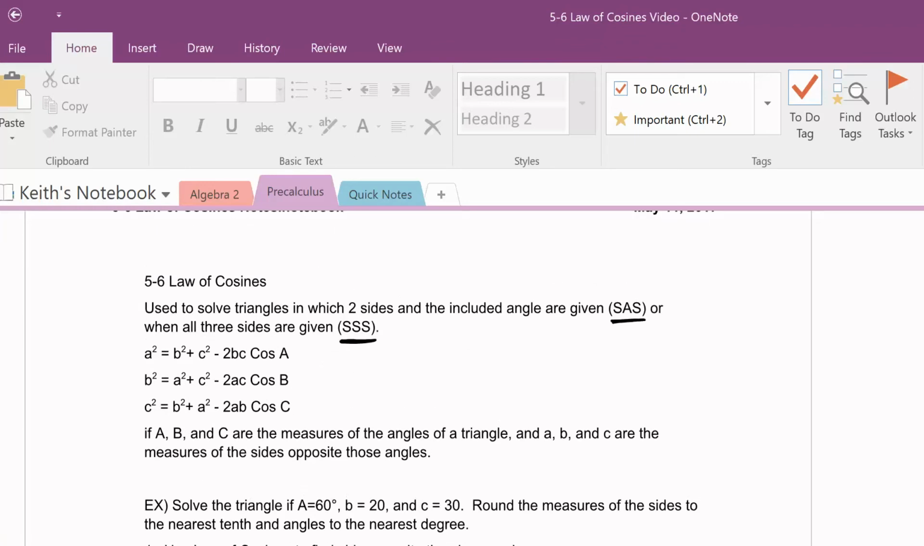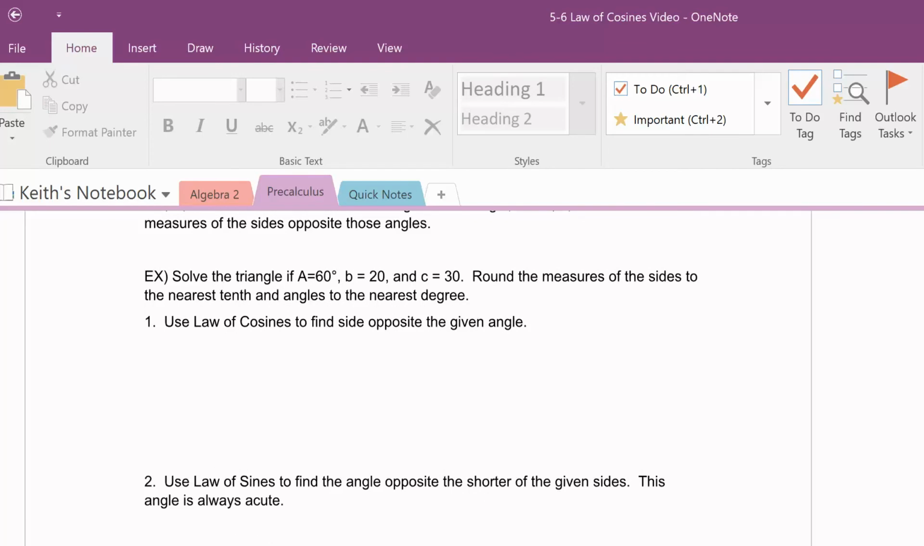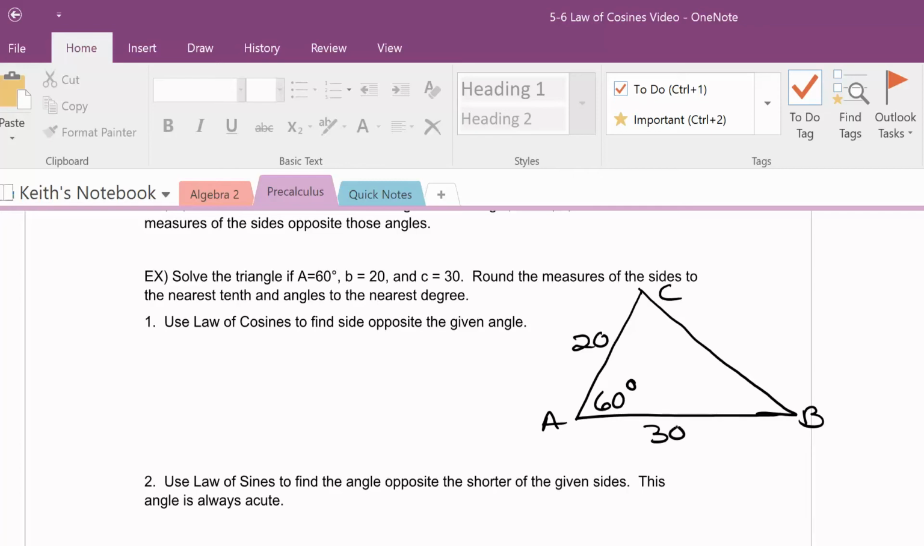So for example here, let's say it says solve the triangle if A is equal to 60 degrees, B is equal to 20, and C is equal to 30. So first you want to draw the triangle. So we'll draw the triangle. Angle A is 60 degrees. Side B is 20. Side C is 30. There's A. So notice you have a side angle side situation. That means law of cosines.